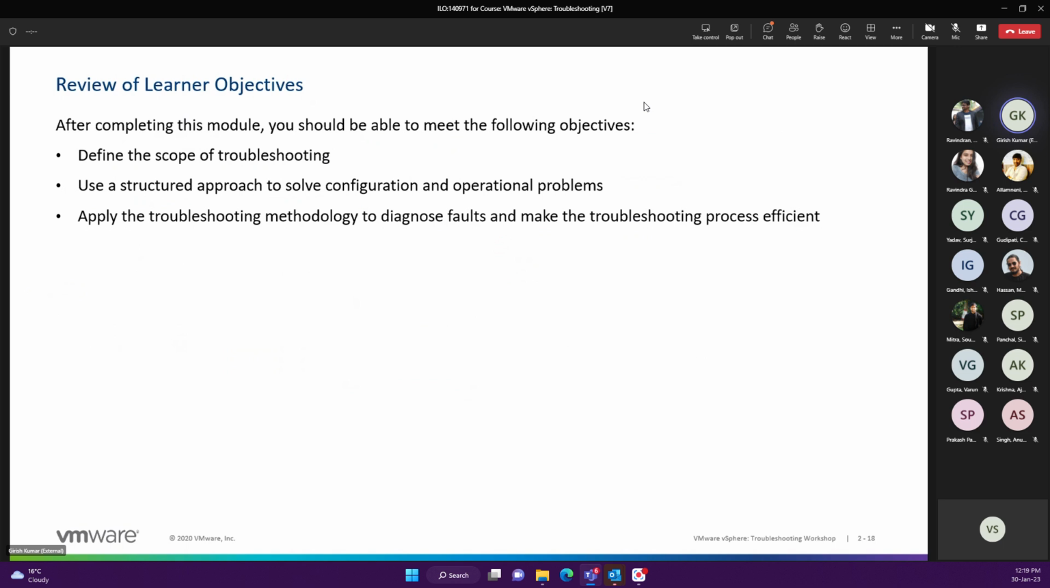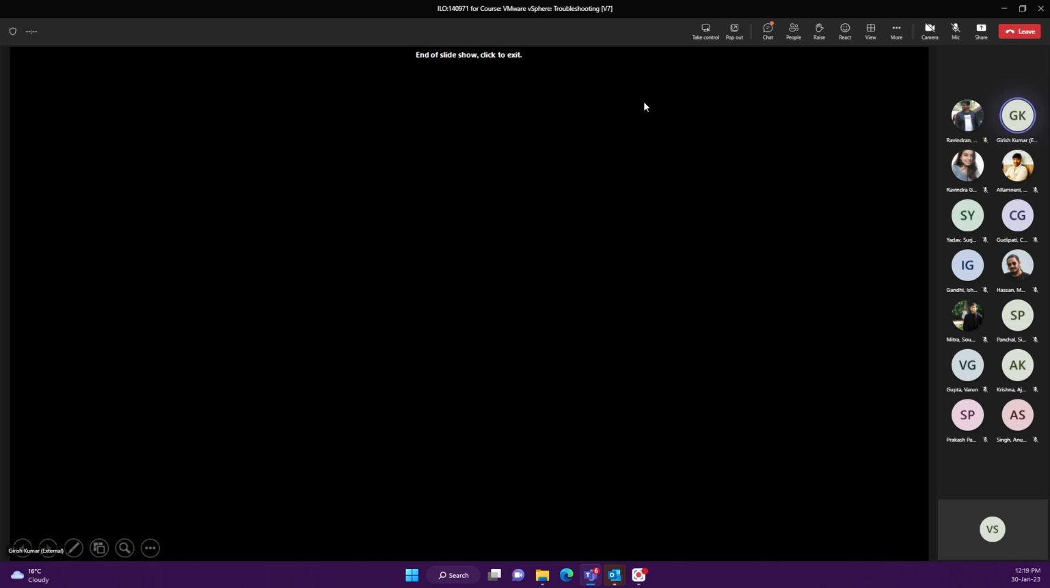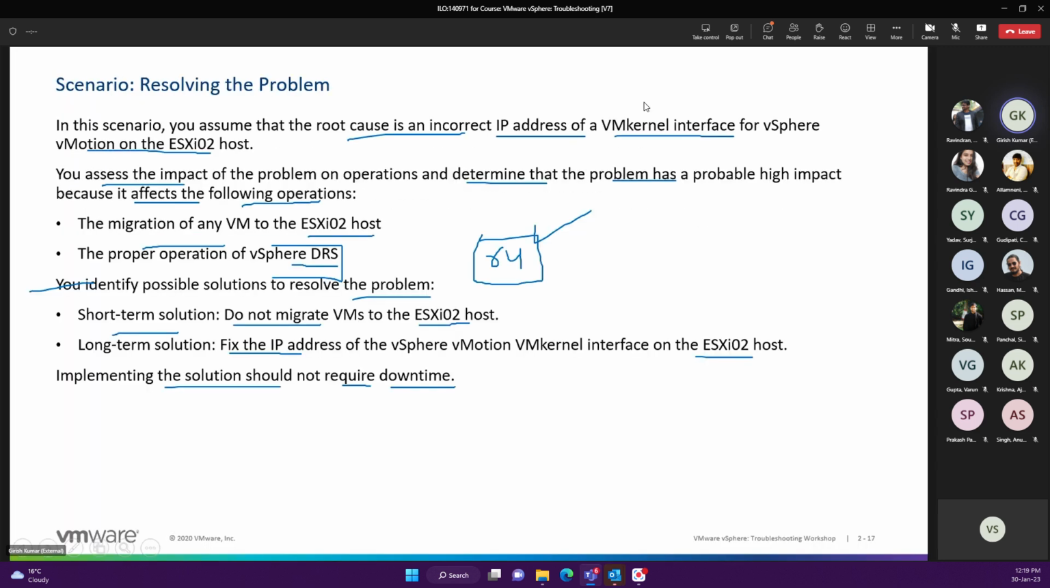So what we discussed: the scope of troubleshooting, what approach we can use, top-down or bottom-up, and applying the troubleshooting methodology to diagnose faults and make the troubleshooting process efficient. Any questions? That's what we covered.